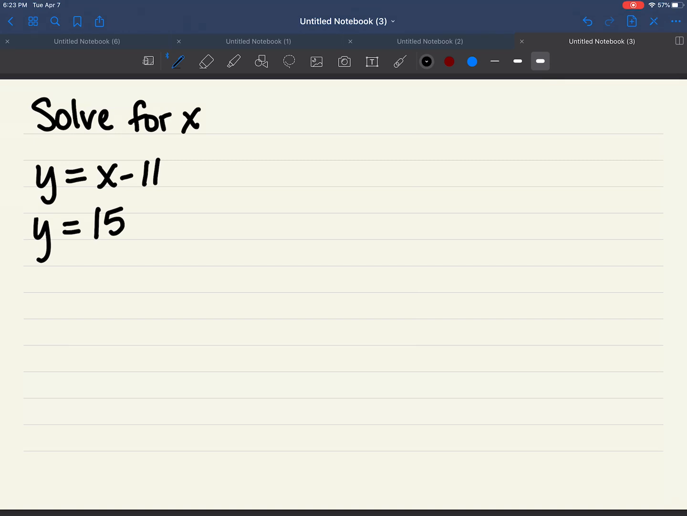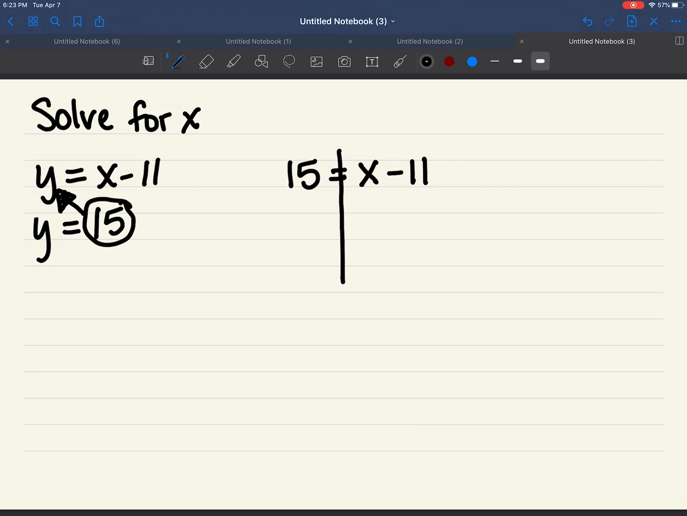Now we'll really get into how to solve systems of equations. Notice the directions say solve for x, so it just wants the value for x. If you look right here, one equation says y equals x minus 11, the other says y is equal to 15. So if we know y is equal to 15, you can replace y in the other equation with 15. We're going to rewrite that first equation, but instead of y, we put what y is equal to, which is 15. So 15 is equal to x minus 11.